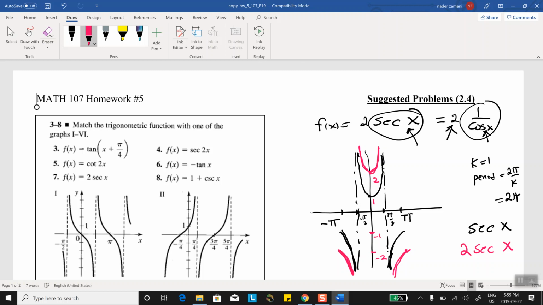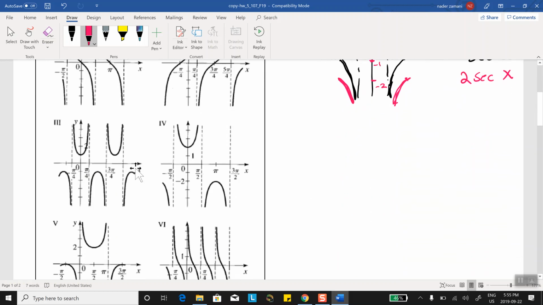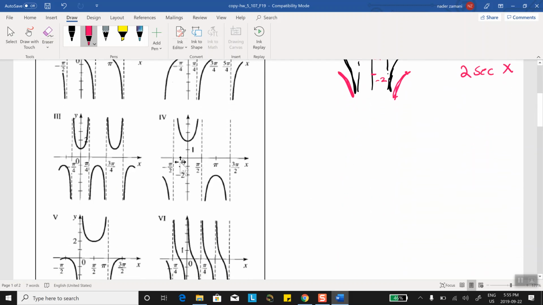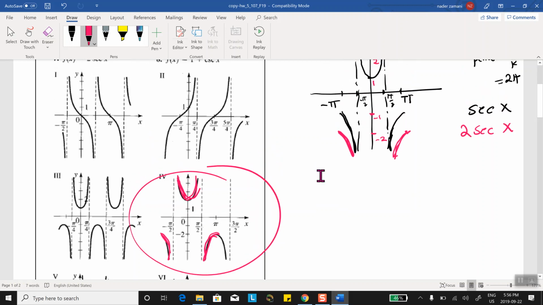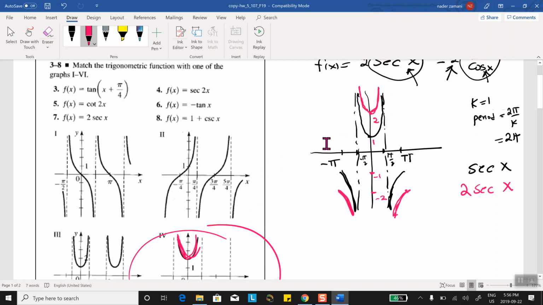So this red one is the graph of 2 secant of x. Now, if you compare these, you will see that it matches number 4. Number 4 is right here. See that? And again, the reason that they look different is because I plotted only this piece for you, and then it repeats itself to the left and to the right.